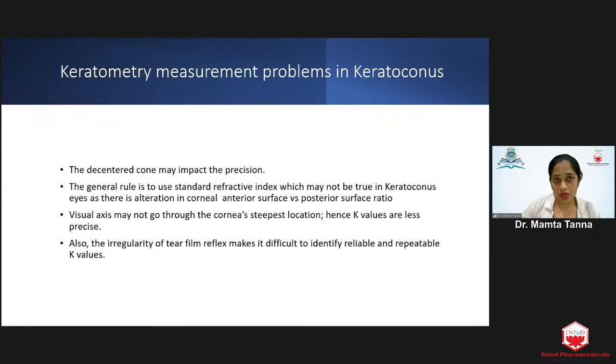The problems in keratometry measurements in keratoconus are that the decentered cone may impact the precision of keratometry readings. Usually, a standard refractive index is used to calculate the keratometry values, but it may not hold true in keratoconus eyes as there is alteration in the anterior and posterior corneal surface ratio. The visual axis may not go through the cornea's steepest location, which may hamper the K values, making them less precise. Also, the irregularity of tear film reflexes makes it difficult to identify reliable and repeatable K values.